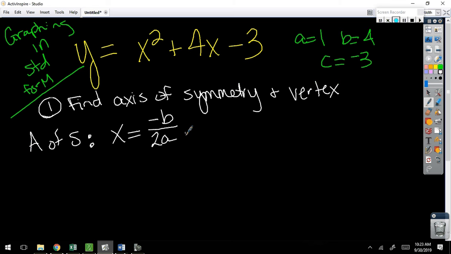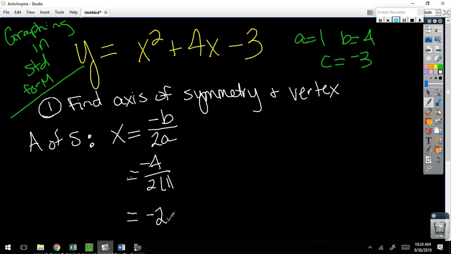Well, I've already defined a, b, and c. I've got it written over to the side, so I should be able to just plug and chug on this. Negative 4 divided by 2 times 1, which is 2. I'm going really slow here since this is the first time you've seen it. So this would be negative 2. Does that make sense? I just plugged in that little formula. So this is giving me the axis of symmetry, which is the absolute middle of the parabola.